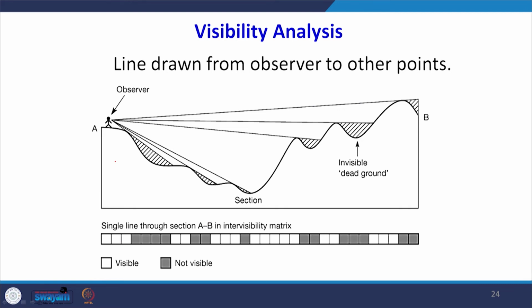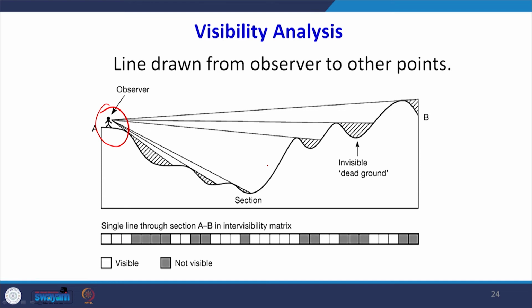As one can see here, if this is the observer position and this is the section of the ground, then there are certain portions of the ground which are visible, and there are certain portions which are not visible to us. One can see from this diagram that because of the topography of the ground or the features present on the ground, some part is always obstructed, and you cannot see that obstructed part from that particular height, from that particular location.